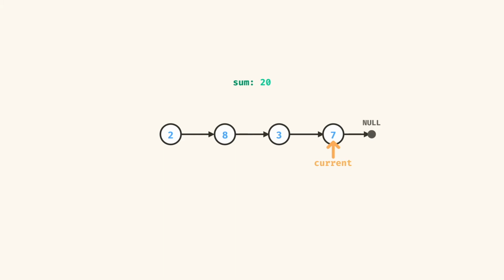What I can do at this point is actually continue my algorithm, and I can make the stopping condition when my current points to null. Right? So in general, we can code this up by saying a loop like, while current is not null.